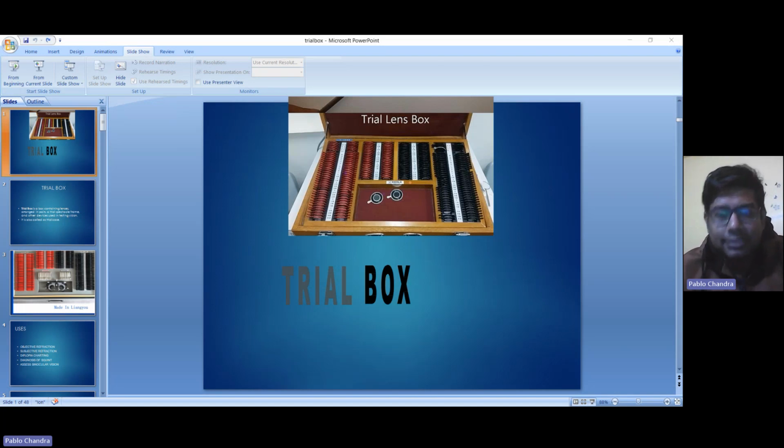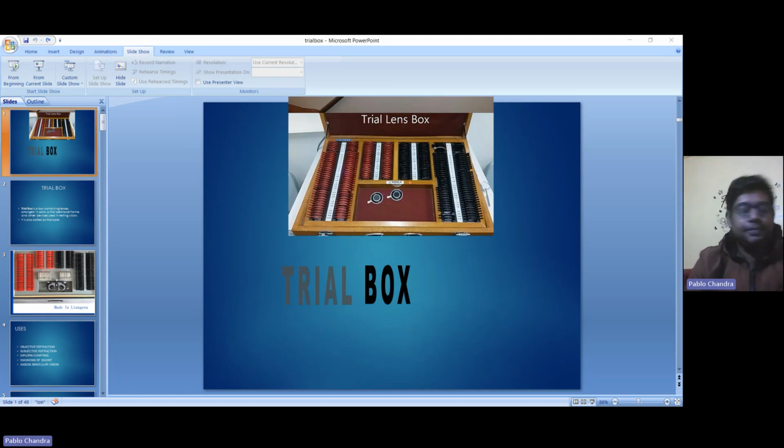So in accessories, what are the things we have? We have a lot of things: plano lenses, red green filter, Maddox rod, stenopeic slit, occluder, pinhole, Jackson's cross cylinder, near vision chart. Now one by one we will come. Plano lenses are zero power. They are used for identifying the malingering patient.